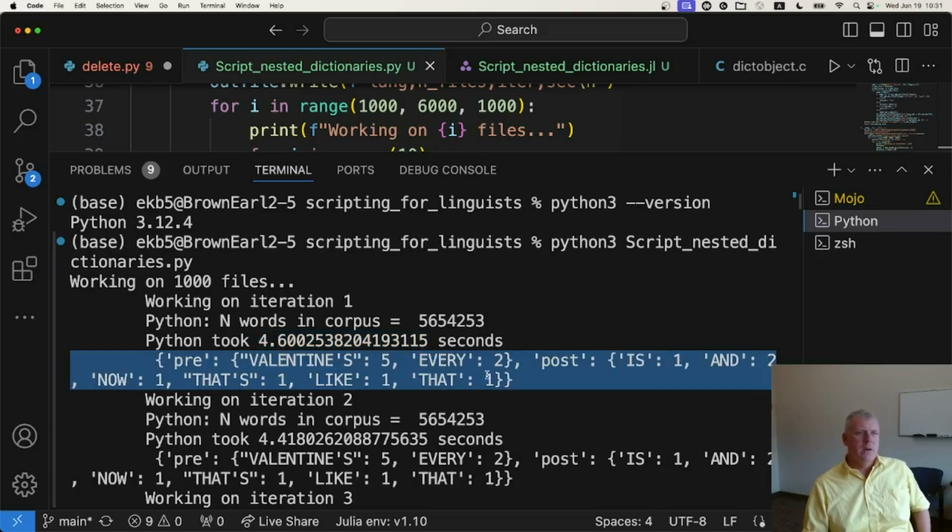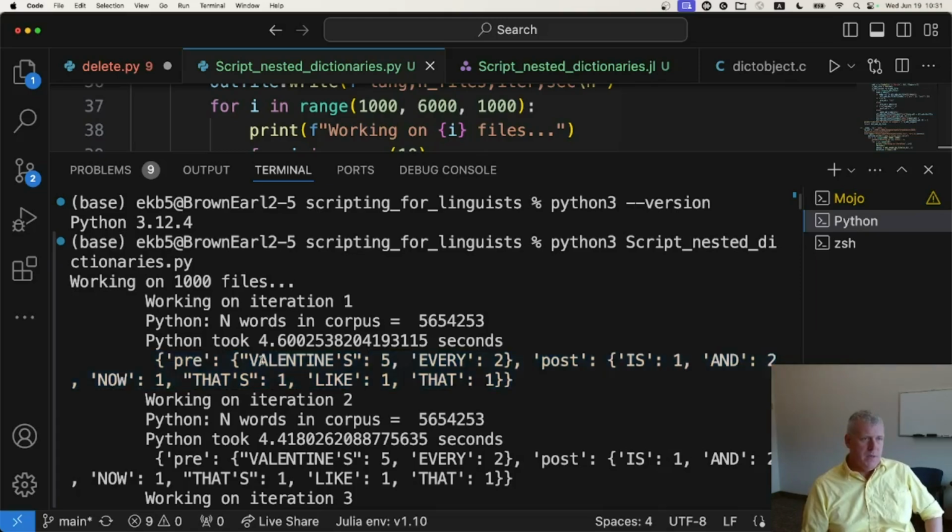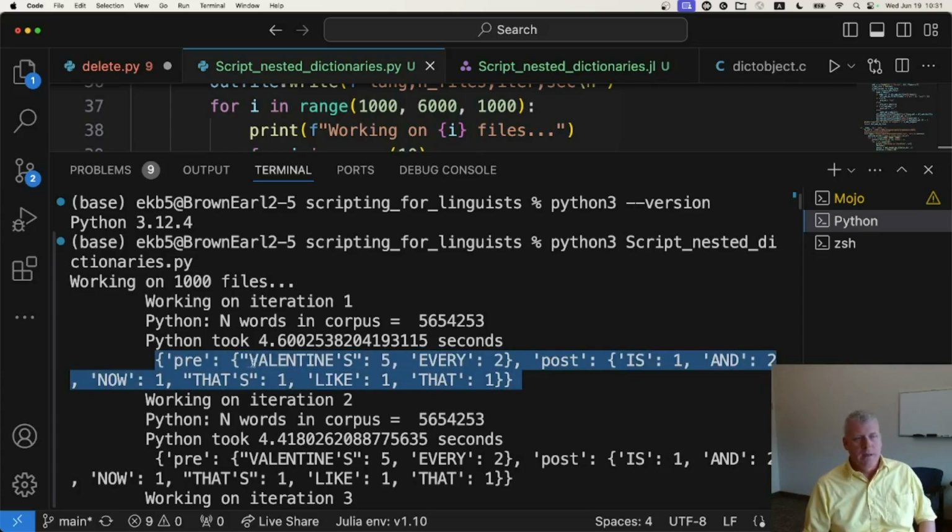And then here are the results for the word "day" in that specific file that I had it look in. The word "day" is preceded by "Valentine's" 5 times, that is Valentine's Day. It's preceded by "every" twice, every day. And then post, these are the words that came after "day" in that specific file: is, and, now, that's, like, that. Good. And again, the idea here is just to make sure I'm getting the same results from Python and Julia.